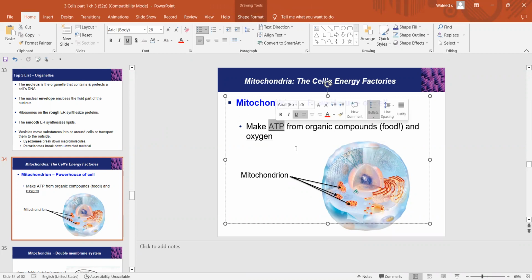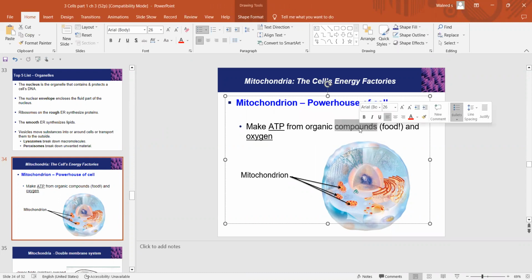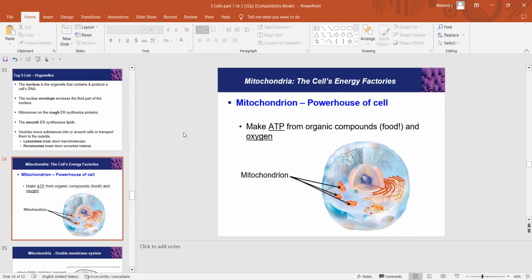This is where we make the ATP from organic compounds using oxygen. You should remember all of this. You can't just say mitochondria make ATP from the food. We break down the food or the organic molecules and we make ATP. No, that's not enough. You have to have oxygen. Mitochondrion does not work without oxygen. You have to remember it. And here is how it looks.